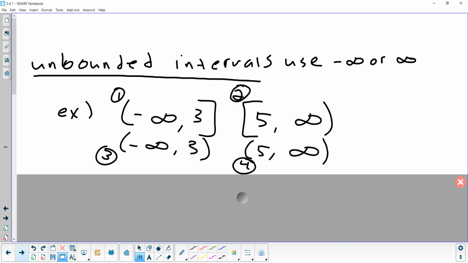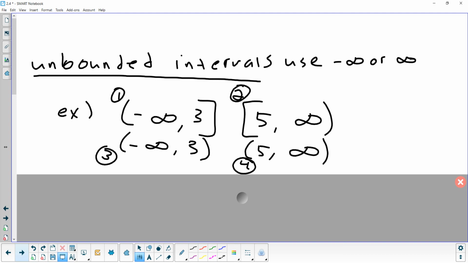And it's what we would call a half-open unbounded interval. The one on the right is also half-open and unbounded. That's number 2. Number 3 is unbounded, and it's completely open. It's an open, unbounded interval. And number 4 is also an open, unbounded interval.